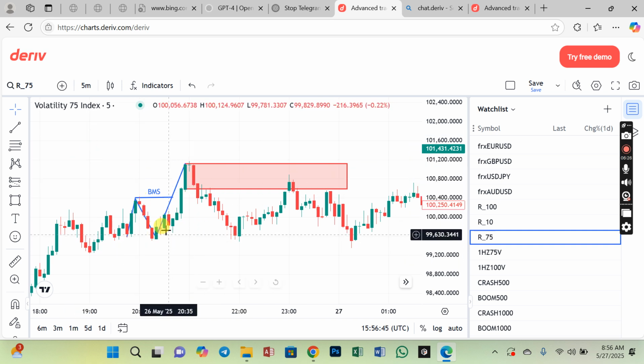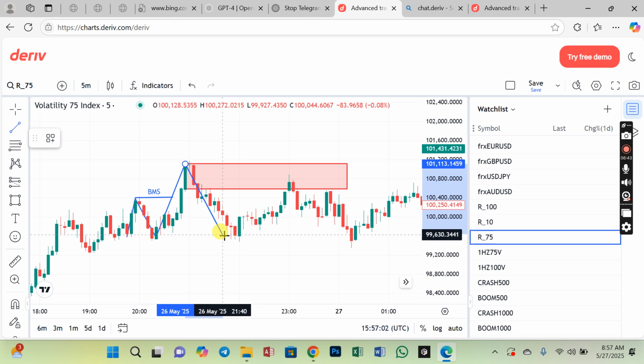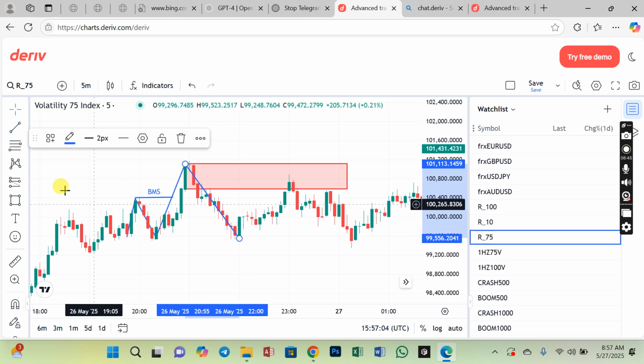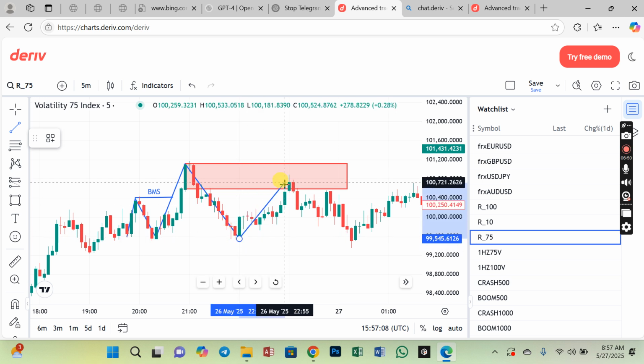So number one, it must break structure. And it is the last bullish candle that led to this break of structure. The last candle that led to this break of structure is actually this one. So we map it out. So what are we expecting? We are expecting that price should go this way and then tap into our order block.